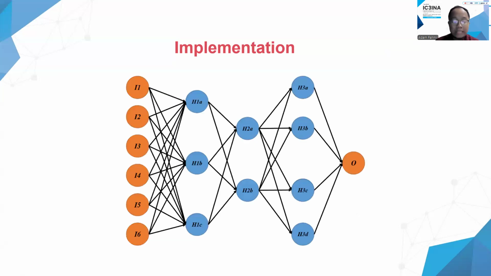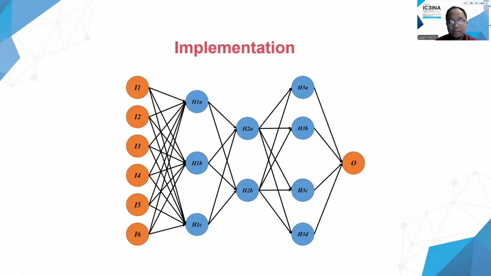Now, for this research, we got the result. We got three hidden layers. The first hidden layer has three nodes, the next hidden layer has two nodes, and the last hidden layer has four nodes. This is the optimal result after we did the trial and error process. We got three hidden layers like this here.